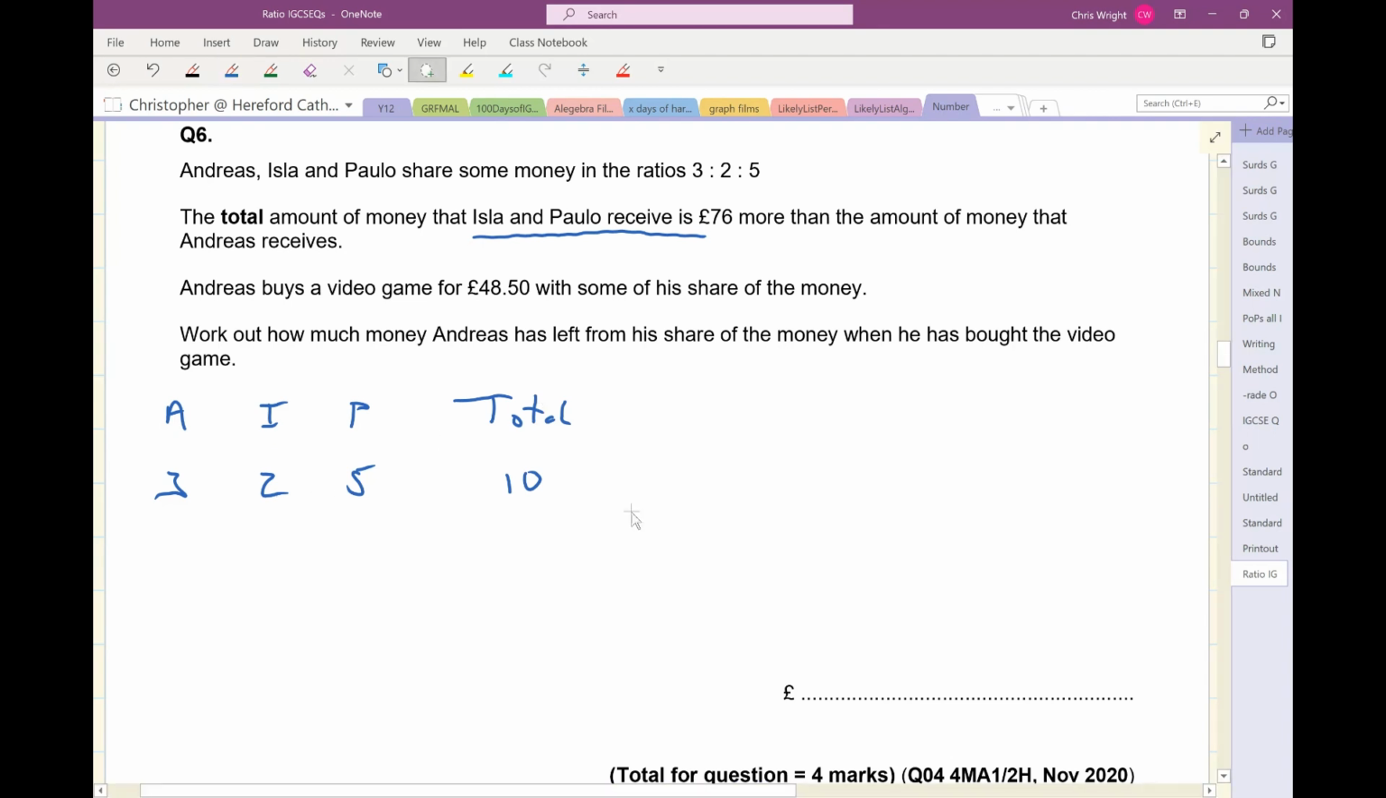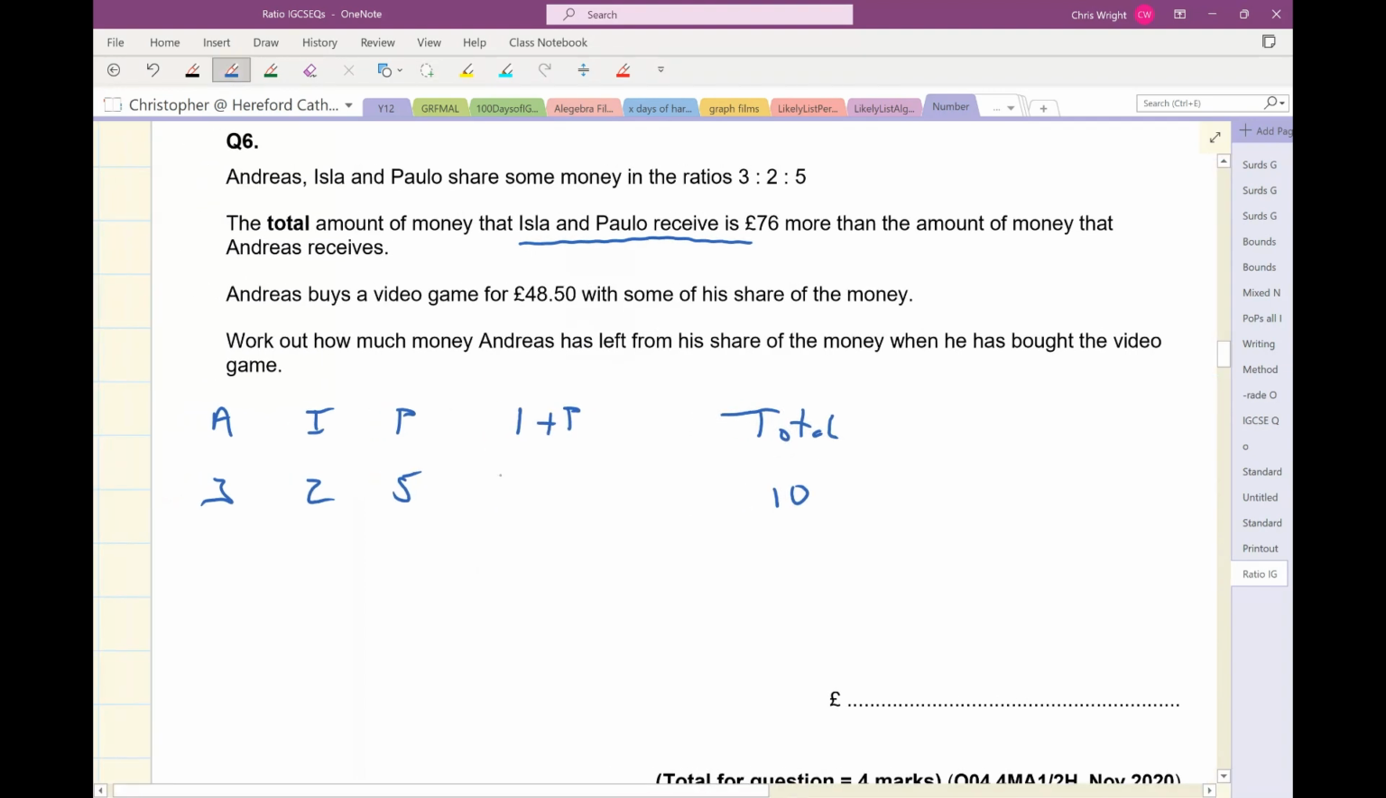So what I'm going to do is I'm going to move that total column over here. Try again. Move that total column over there, and I'm going to have a column for I plus P. Well, I plus P is 7, right?